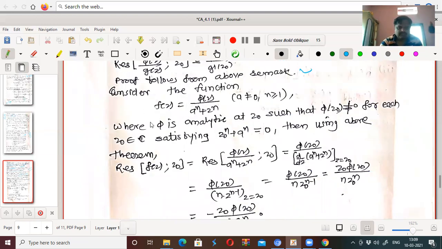For example, if f of z is phi of z upon (a raised to n plus z raised to n), where phi is analytic at z0, such that phi at z0 is not equal to 0 for each z0 belonging to C, satisfying z0 raised to n plus a raised to n equal to 0.